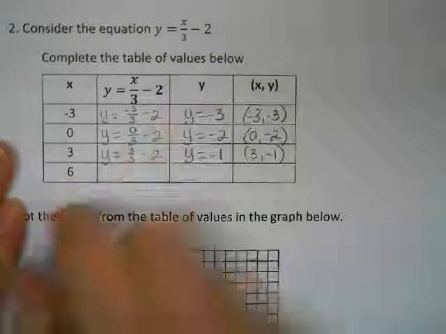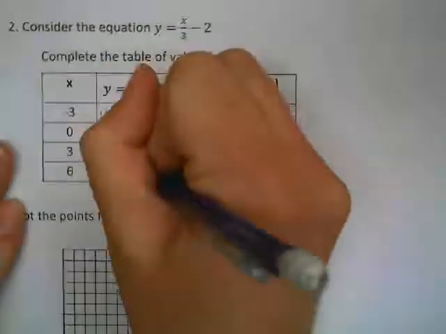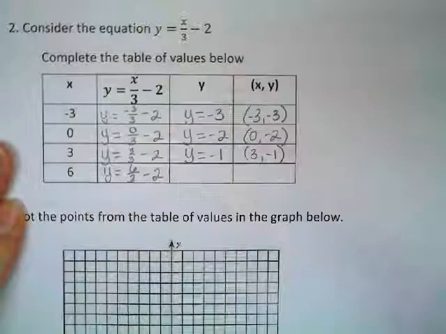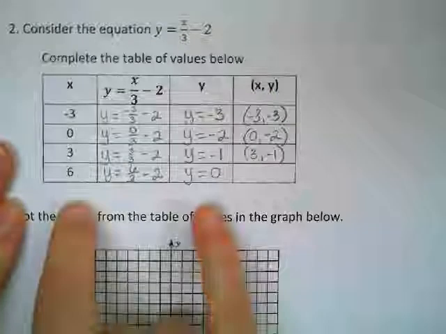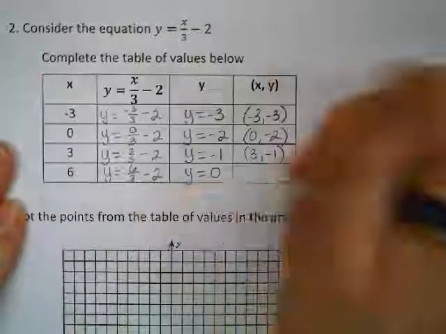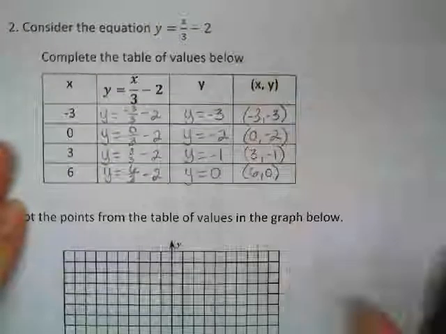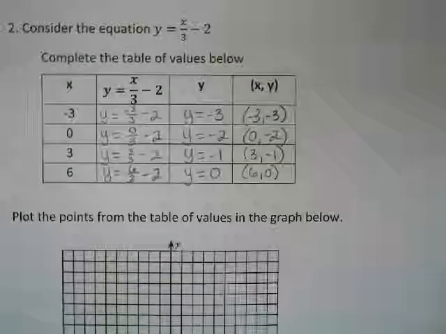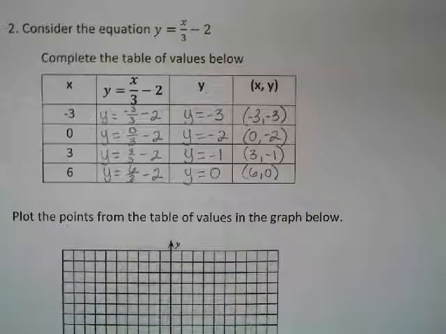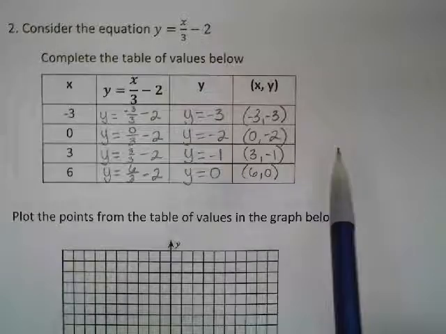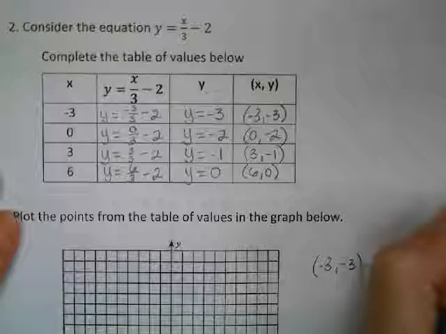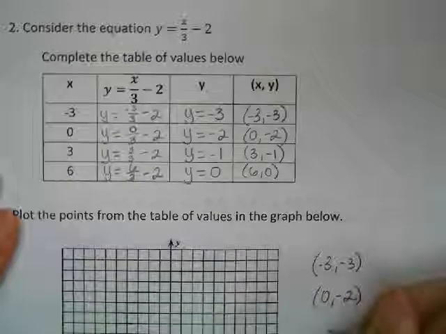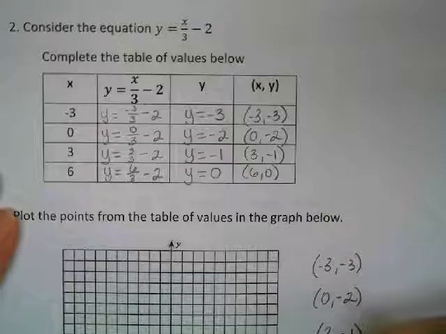If x equals 6, then y equals 6 over 3 minus 2. And that gives us a y value of 0. So my ordered pair is (6, 0). And then I'm going to use the coordinate plane below to graph these points. So I have to graph (-3, -3), (0, -2), (3, -1), and (6, 0).